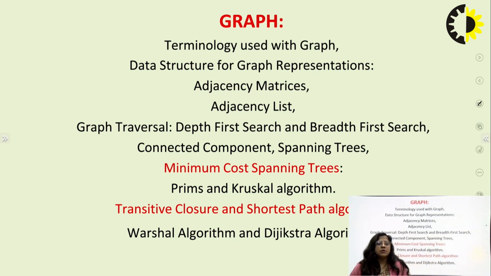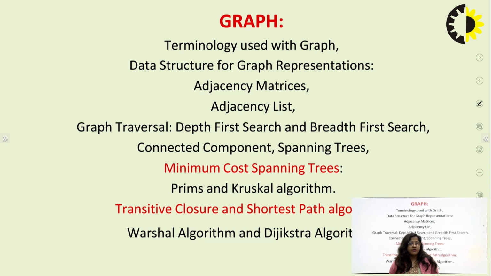Next is the minimum cost spanning tree, MST, and examples of MST are Prim's and Kruskal's algorithm. The last topic of this unit is transitive closure and shortest path algorithms, and examples of shortest path algorithms are Floyd-Warshall and Dijkstra's algorithm. So these topics are covered in this unit, and today I will discuss only the terminology used with graph, graph representation and types, the matrix type and the linked list type.